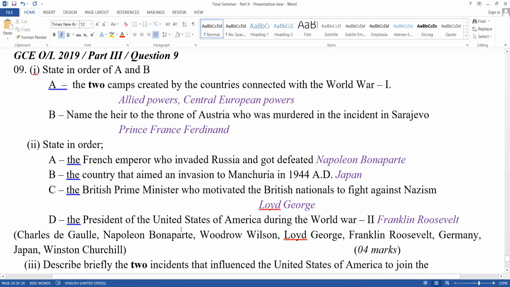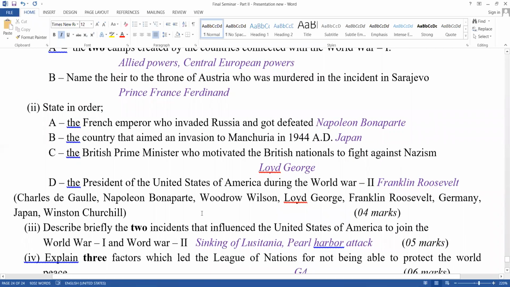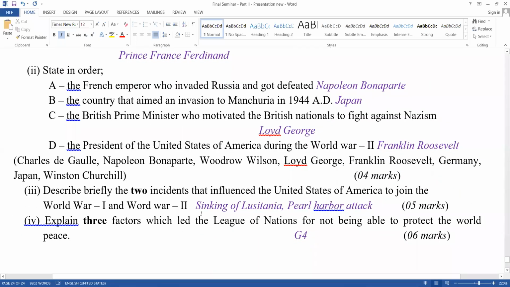Describe briefly the 2 incidents that influenced the United States of America to join World War I and World War II. Sinking of Lusitania, World War I; Pearl Harbor attack, World War II. That you can explain under 2 paragraphs. Explain 3 factors which led the League of Nations for not being able to protect world peace. So that is failure of League of Nations, G4.